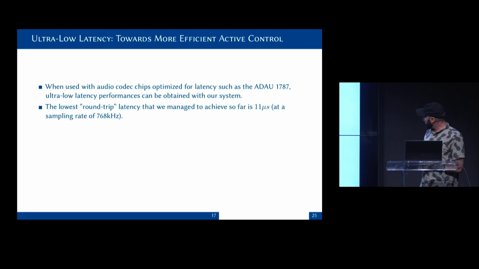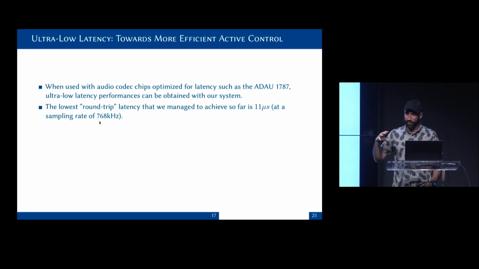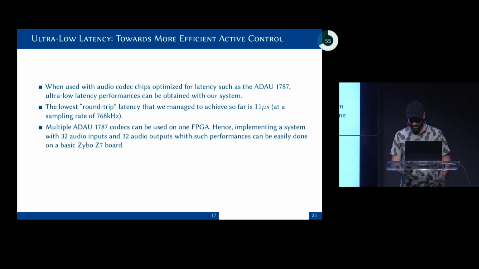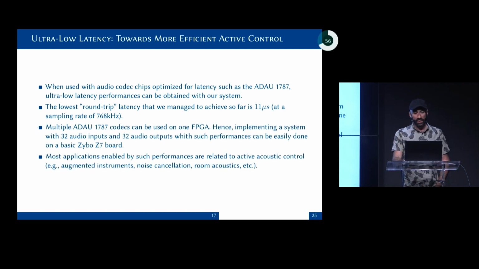The system that we have now runs with this figure, so you can have 11 microseconds of round-trip latency for analog to analog, if you run the whole system at 768 kilohertz, so you need specific audio codecs for this, obviously. Potentially, you can get a lot of audio inputs and a lot of audio outputs using this. So this is good for spatial audio with these latency figures, which is also important. Most applications for this are targeting active control, basically.